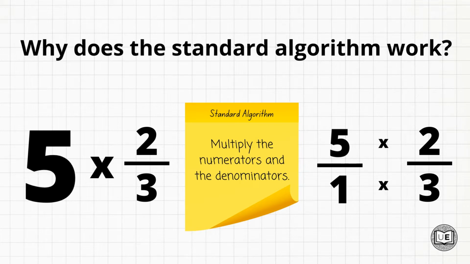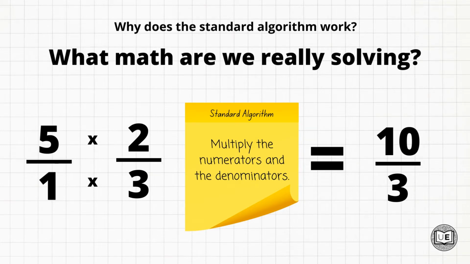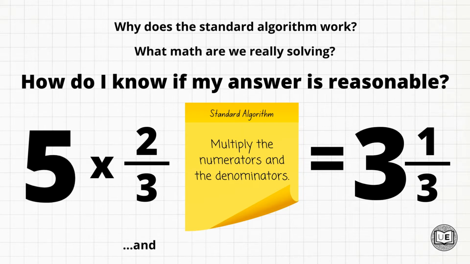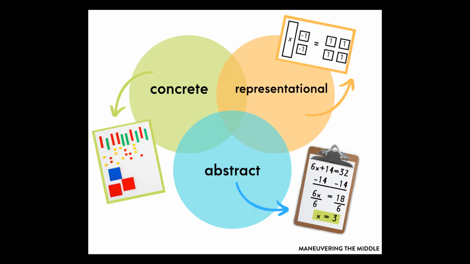So why does the standard algorithm work? We know we need to multiply the numerators and the denominators, but what math are we really solving? And how do I know if my answer is reasonable? A question I often heard from students is, why did my number get smaller? I thought with multiplication, it got bigger. We're going to use concrete, representational, and abstract ways of thinking. That CRA method is proven to be what students need in order to understand what's really happening when we are using a standard algorithm such as this one.